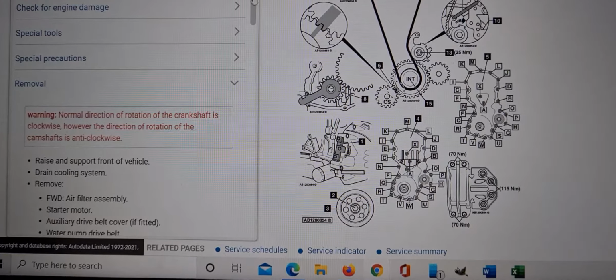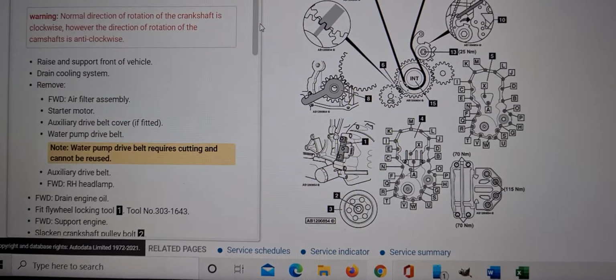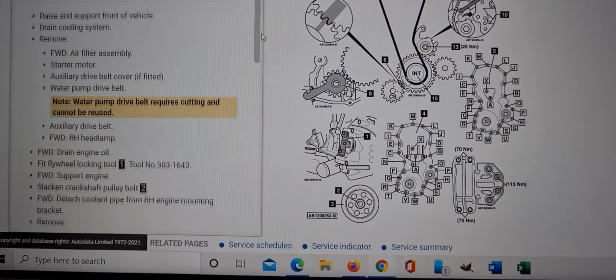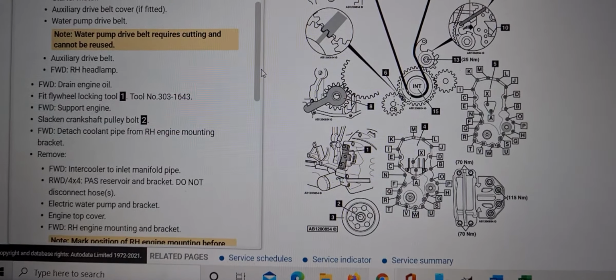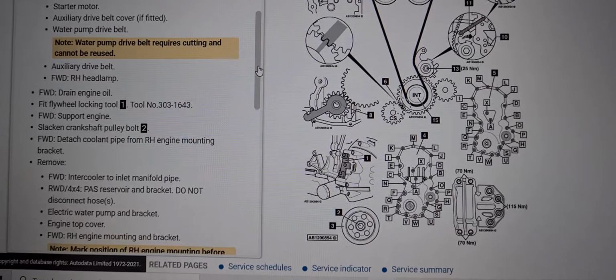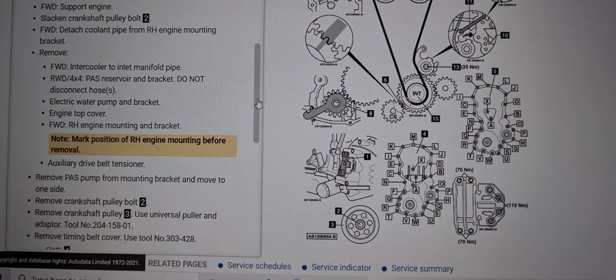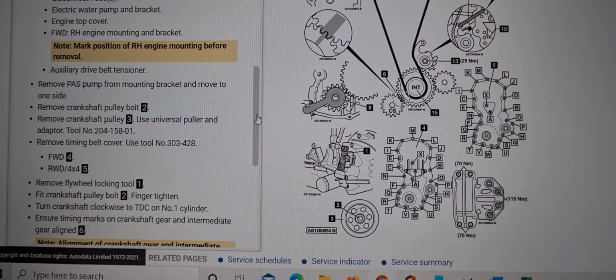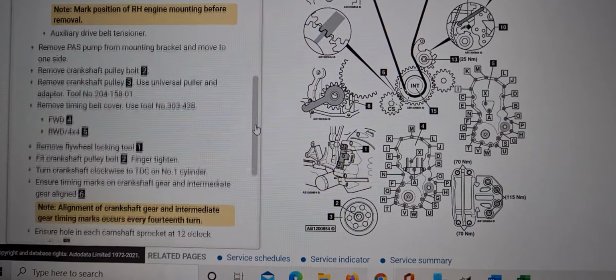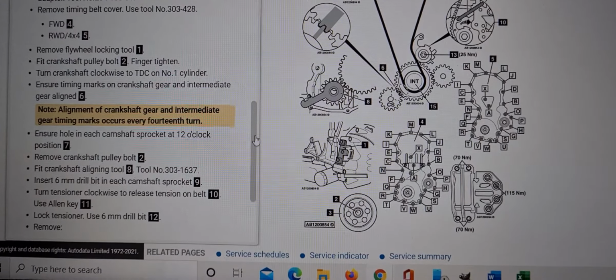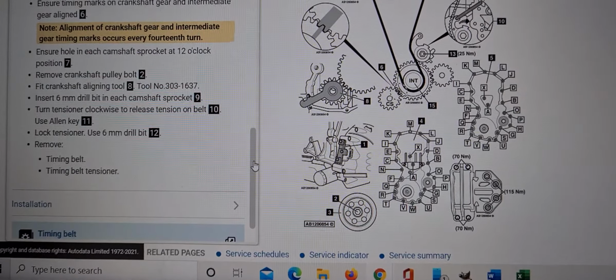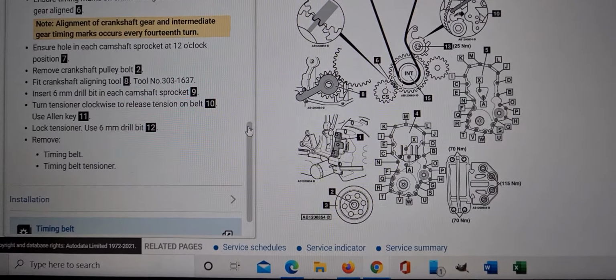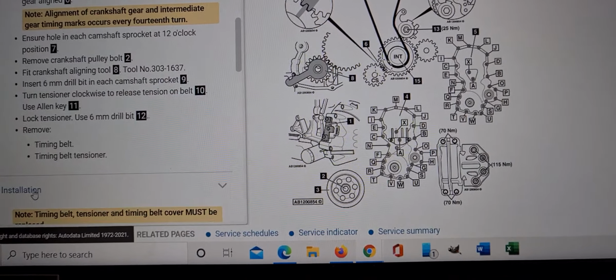The removal. And we will look at the installation as well.